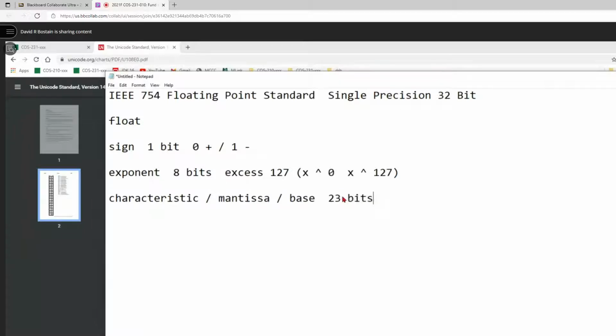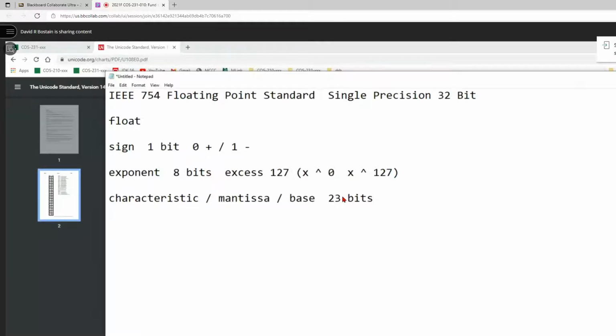These are 23 bits long. So if we're using 32 bits, how many more bits do we have to deal with? Somebody stick your hand up and tell me. Robert? None. Right, we've used them all up. 23 plus 8 plus 1 is 32 bits.